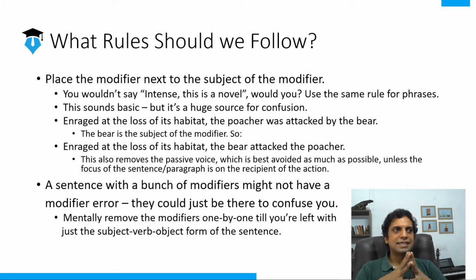Keep in mind that a sentence with a bunch of modifiers might not even have a modifier error. They might all be correct. They could just be there to confuse you. And the error might be in some other aspect of the sentence. So, what do you do? You mentally remove all the modifiers. Just see, is there an error in this modifier? No. Chop it off for a second, leave it aside. Next one, error? No, leave it aside till you get to the basic subject, verb, object form of the sentence.